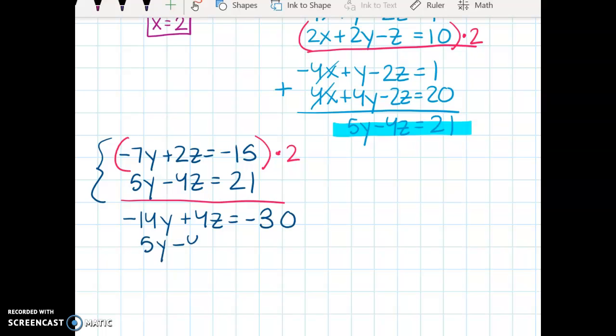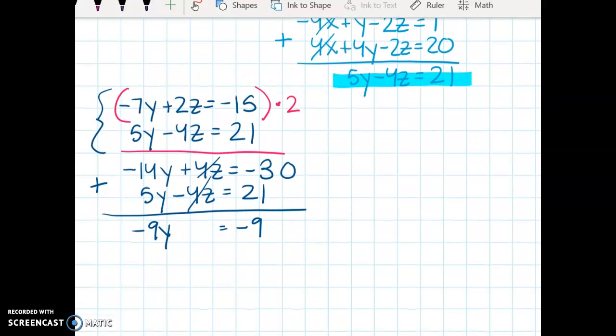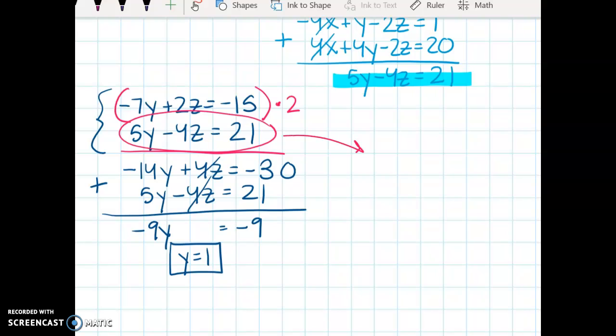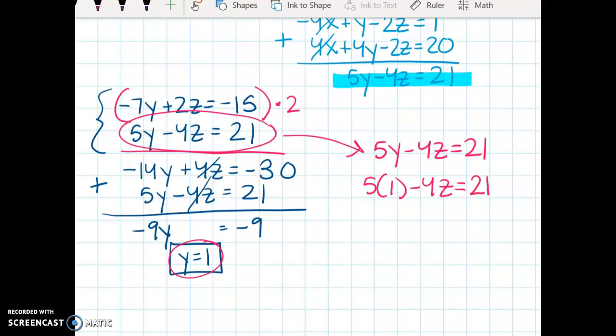On the bottom, 5y minus 4z equals 21. We'll add again to make our z's cancel. -14 plus 5 is -9y. The z's are gone. -30 plus 21 is -9. Divide by -9, so y is 1. Now I can go back to one of these equations up top. Let's take that one. Why not? 5y minus 4z equals 21, and I'll put the y I just found in there. So 5 times 1 minus 4z equals 21. 5 minus 4z equals 21.